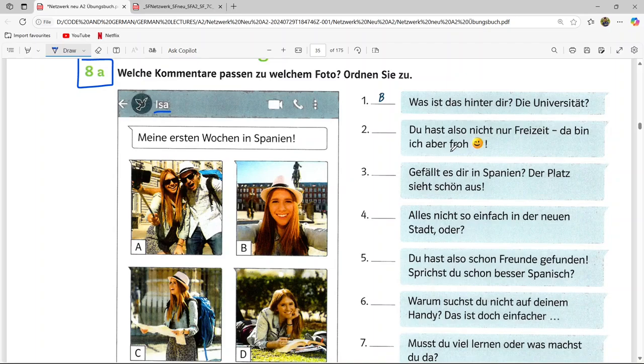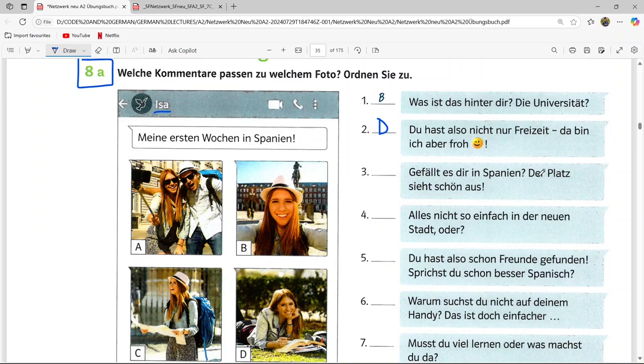Du hast also nicht nur Freizeit, da bin ich aber froh. So what is saying that you finally have not only free time. I am happy for this. So free time leisure activities is related to this picture. So for example, this one not, this one not, this one not, this one reading a book or making some hobbies. So D.